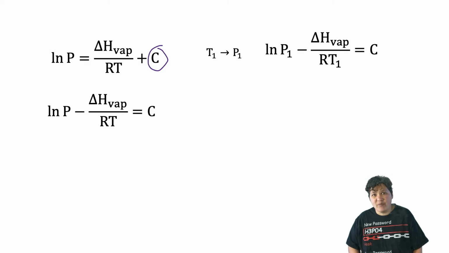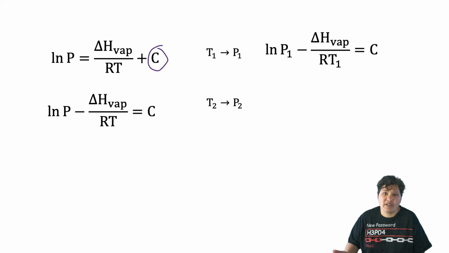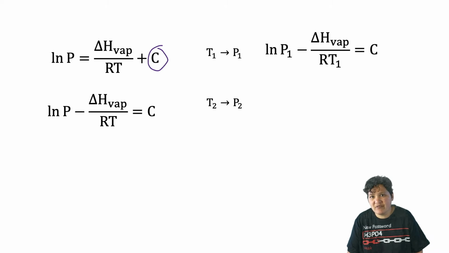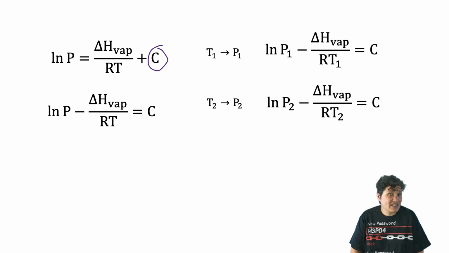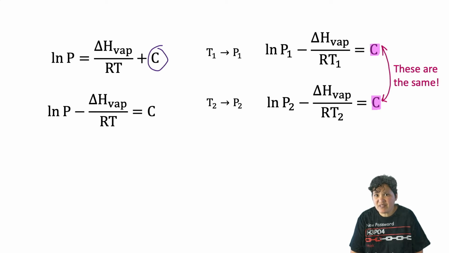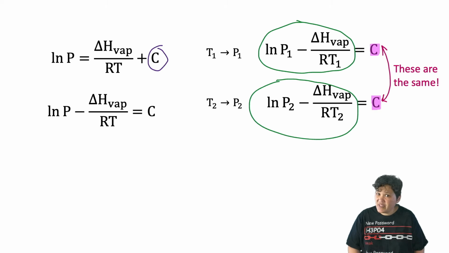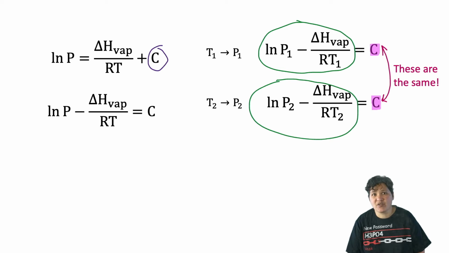Next up, we're going to think about a second case, case number 2, where our temperature is T2 and the corresponding vapor pressure is P2. If we plug that into our equation, we get this as a value for C. And again, this doesn't seem inherently helpful until you realize that C is a constant. So both of these C values represent the same number. Because that's true, these 2 expressions have to be equal to each other.